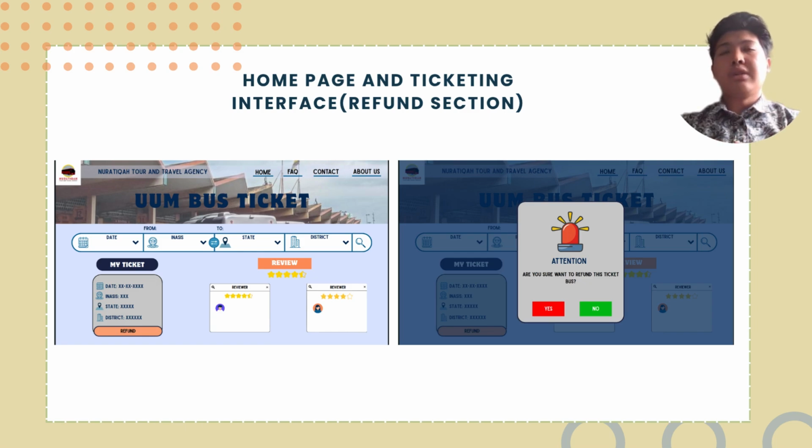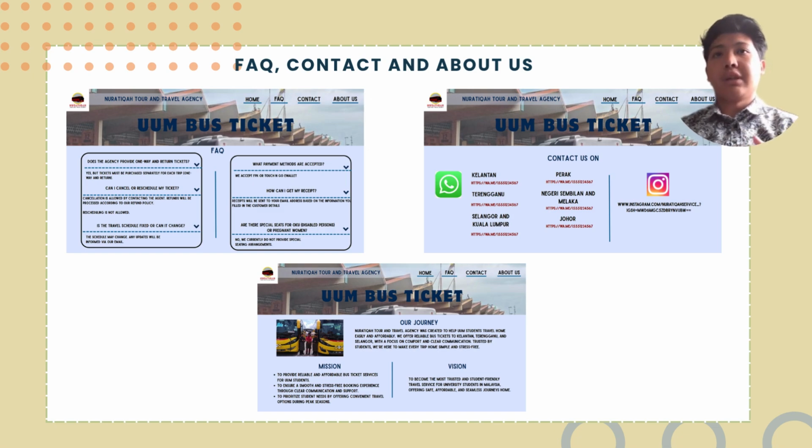Compared to the traditional system, which depends on the platform, we can see that our user interface design is more convenient, more affordable, and more friendly to the customer. This is why we also have a FAQ page for the customer to get a better understanding of the bus ticket system. There is also a contact number, from WhatsApp and Instagram according to their state, and the about page, which gives a little bit of background about the Nur Atika travel agency.